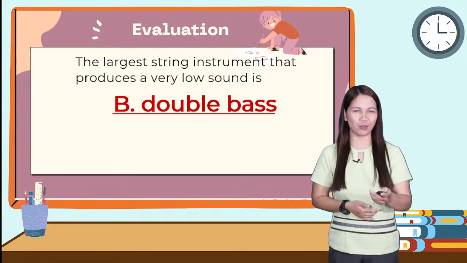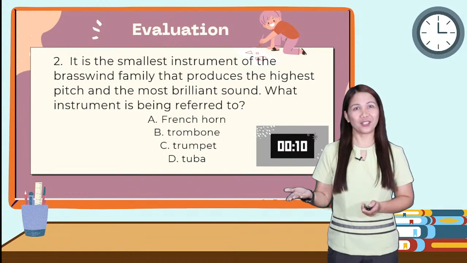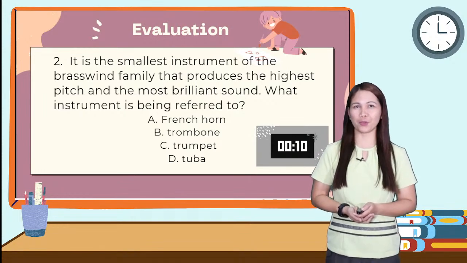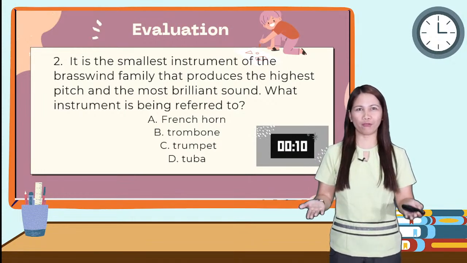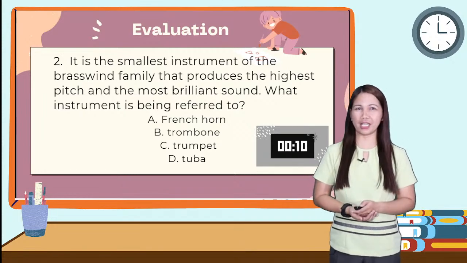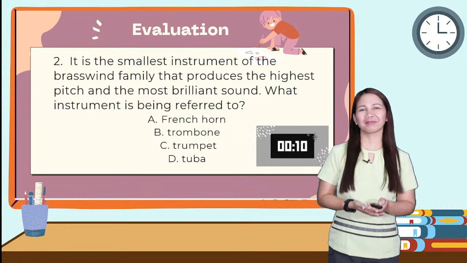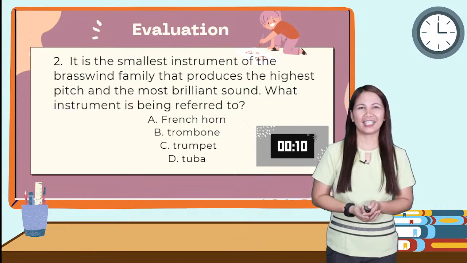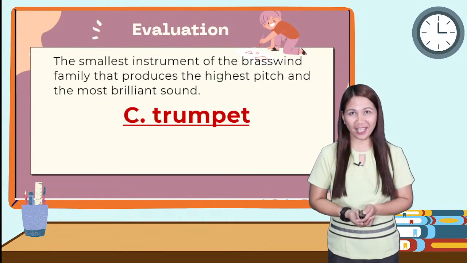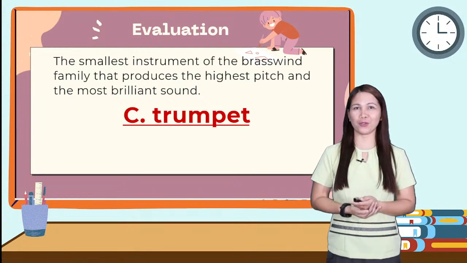The timer doesn't even work. How about this example? It is the smallest instrument of the brass wind family that produces the highest pitch and the most brilliant sound. What instrument is being referred to? Is it A. French horn, B. trombone, C. trumpet, or D. tuba? Timer's up, and the correct answer is trumpet, the smallest instrument of the brass wind family that produces the highest pitch and the most brilliant sound.